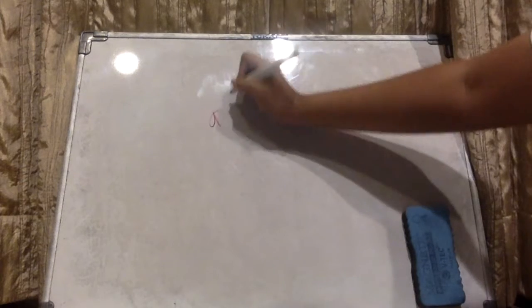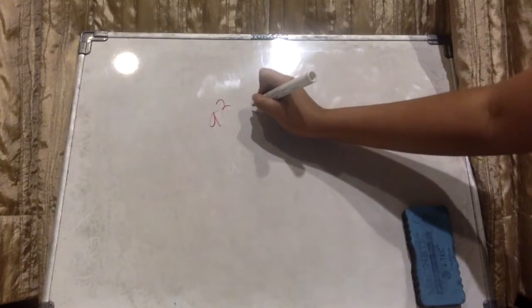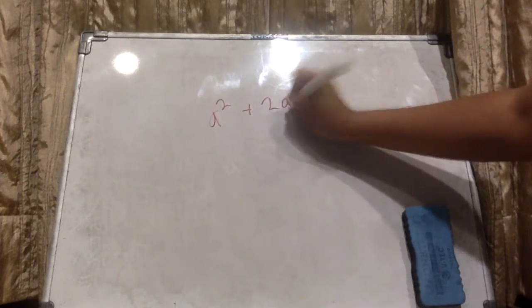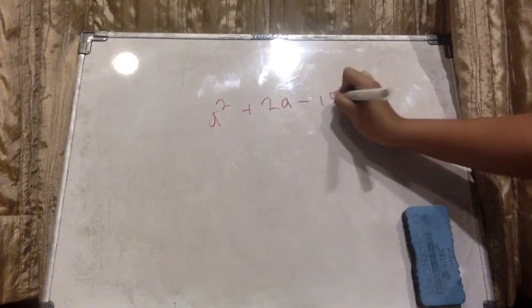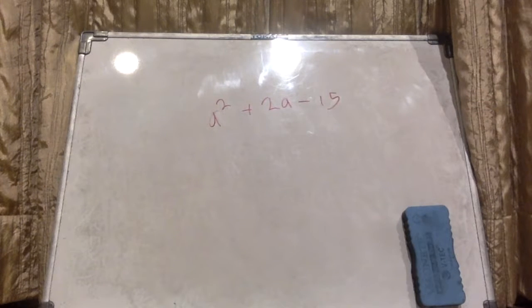So we're going to do factorization of quadratic expressions. If you ever come across this expression, a squared plus 2a minus 15, you need to factorize it. We're going to use a method called the diamond method or X box method or X factor. You could call it anything.